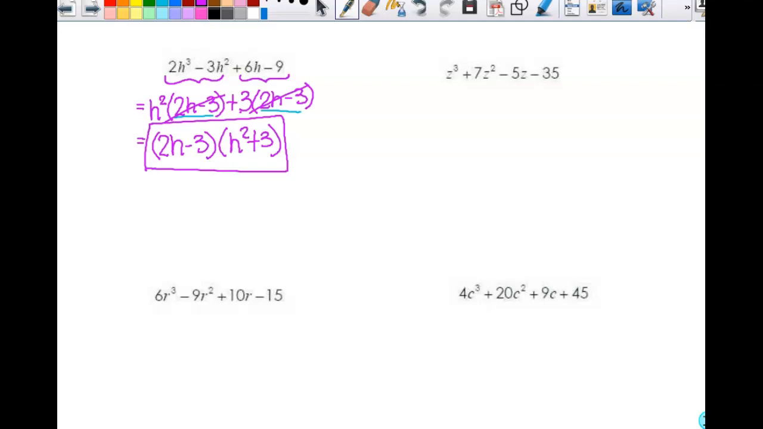Are you totally stuck? Group the first two together and the second two. Then factor out the GCF in each little set. Where are you getting that from? You need to factor out the GCF in these two. This one has 3 z's, this one has 2. So the most you can take out is 2.